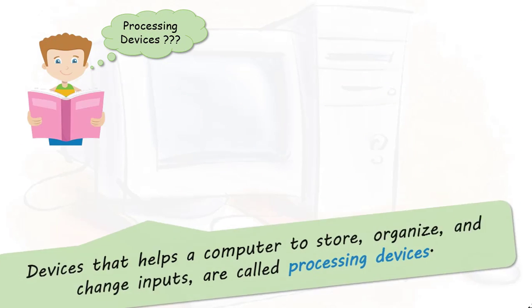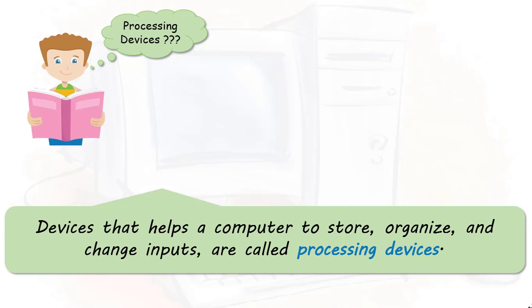Let us see. Devices that help a computer to store, organize and change inputs are called processing devices. The devices by which we can store the data in the computer system, organize the data, and also change the inputs given by the input devices. All these devices are known as processing devices.